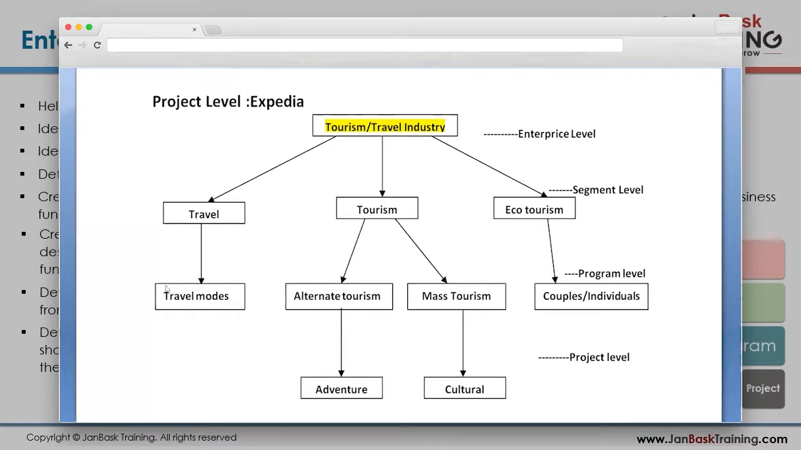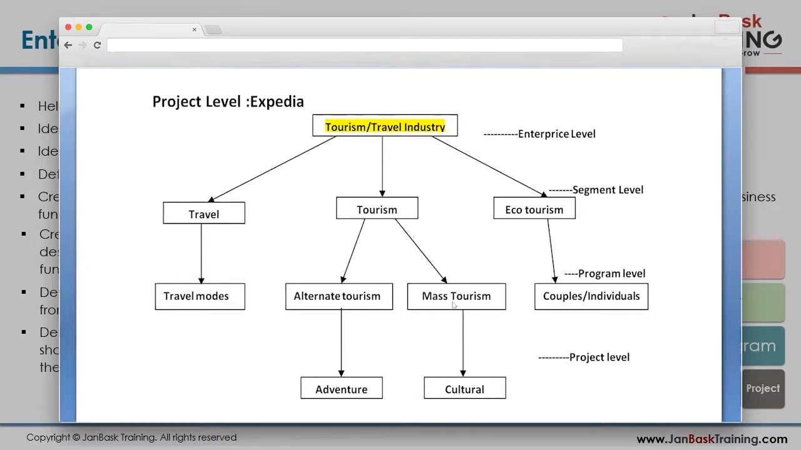That's one part of the program. Under tourism, the segment, you have multiple programs going on, like alternate tourism. Alternate tourism is nothing but looking for alternate options, like going into the eco world, or looking out for some religious activities, or wanting to learn more about religions. You're working in alternate tourism.